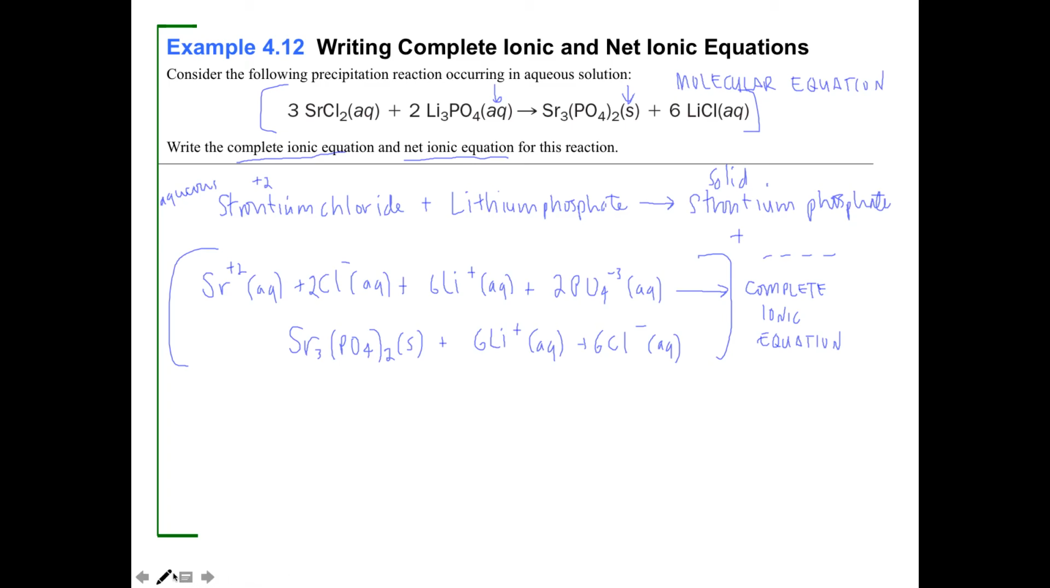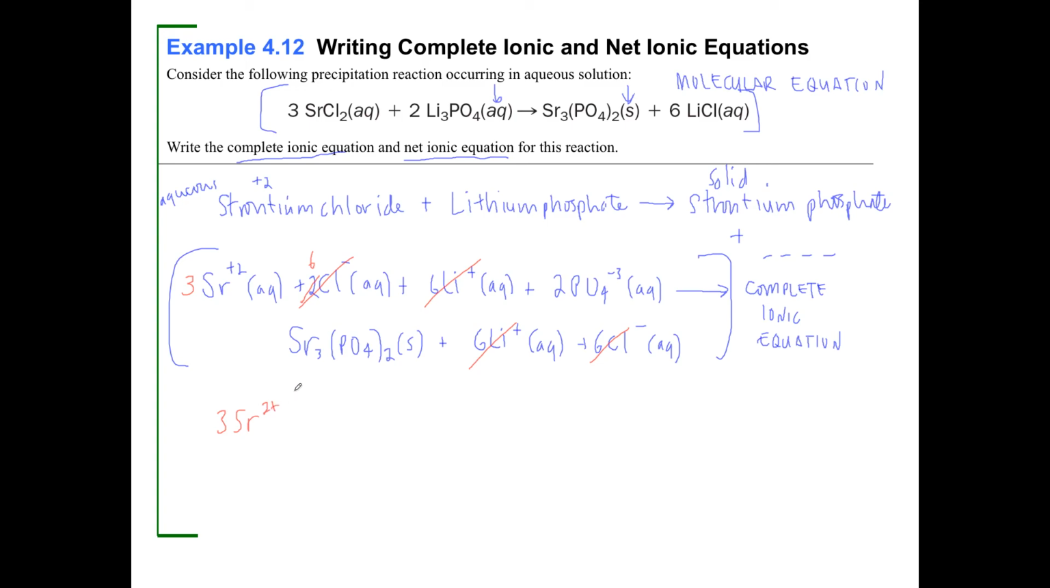Now to write the net ionic equation, I'm going to change colors here. I'm just going to go through here for the net, and I'm going to get rid of everything that doesn't change. The lithiums don't change. Oops, it was 6 of those, right? 2 of them in each one, but sorry. There were 3 here and 6 here, right? Can you see that? 3 strontiums and 3 times 2 chlorides. Okay, so the chlorides don't change.